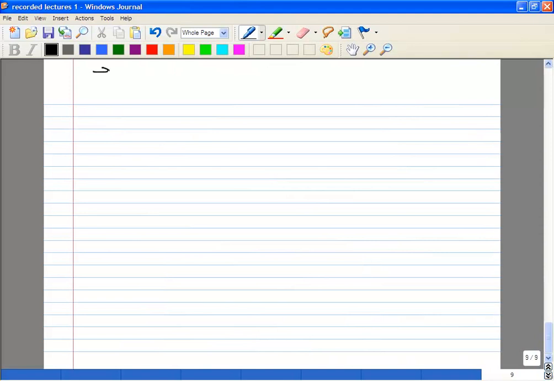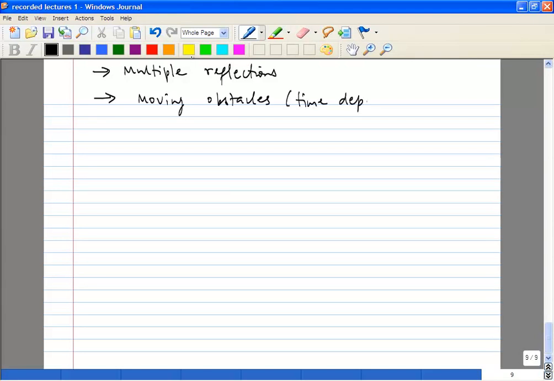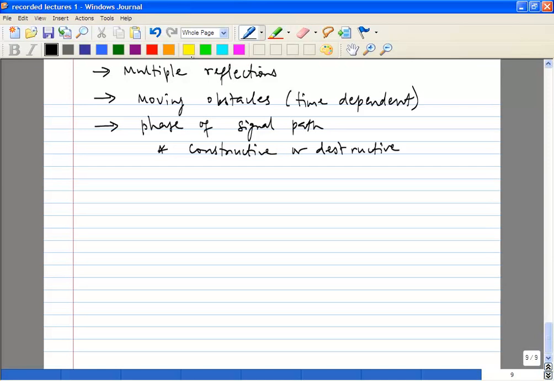Now in real life you can have multiple reflections. You could have moving obstacles, which means time-dependent reflections, and which means time-dependent power loss. The phase of the signal path matters. In other words, you could have constructive or destructive interference. So depending on all of these things, you could get a certain power profile at the receiver.